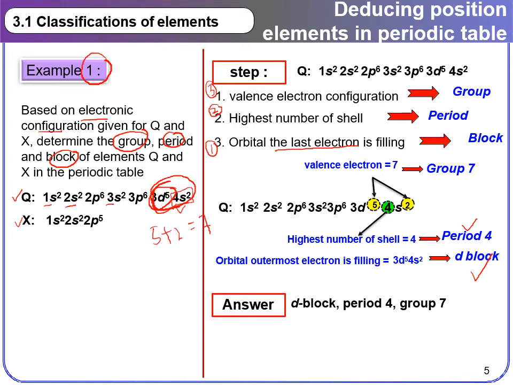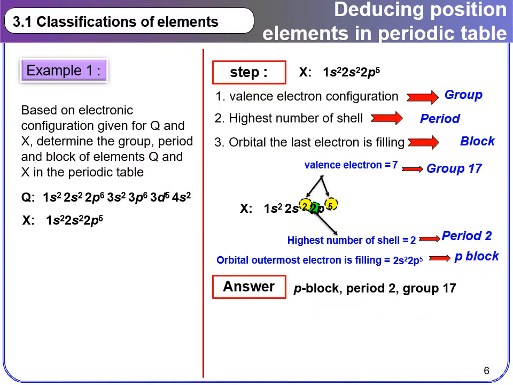Since in the beginning we already identified it is a d block element, and the range of the group number for d block elements is 3 to 12, for this element Q the group number is group 7, period 4, and d block element.